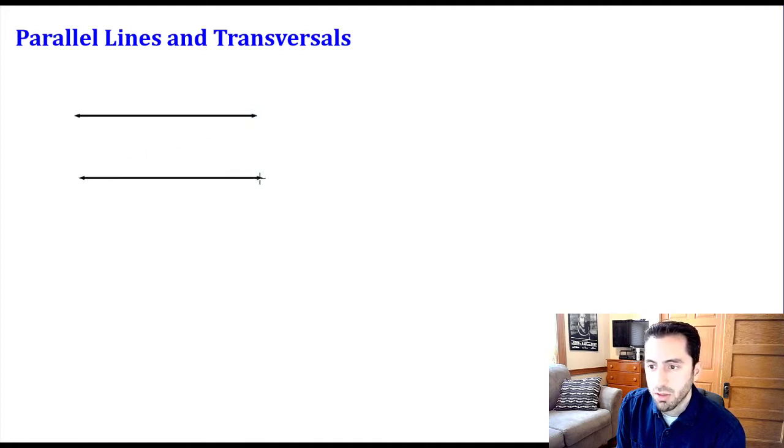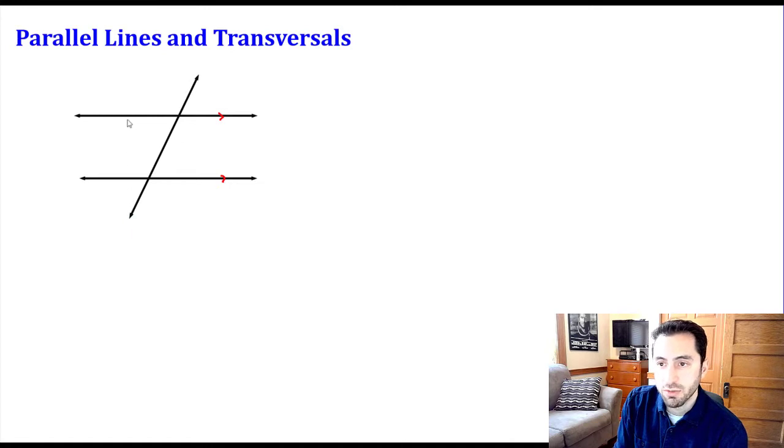So remember, parallel lines mean that they never intersect. And I'm going to indicate that these are parallel by putting some directed arrows on them. So that symbol there, that means that these are parallel. A transversal is a line that intersects two or more other lines. So I have my two parallel lines, and these are going to be cut by a transversal.